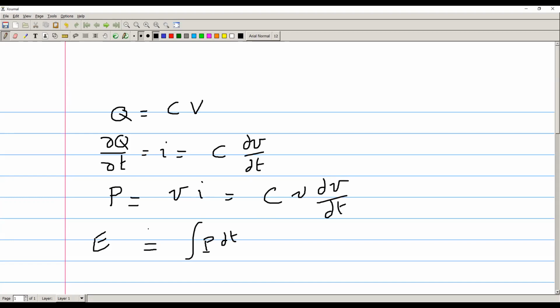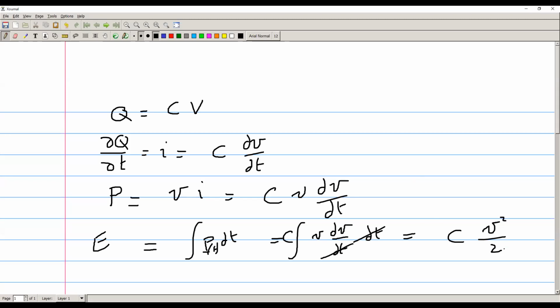So when you try to get the energy out of the power, you integrate the power as a function of dt. So it's the integration of C V dV by dt times dt. You can take C out because it doesn't depend on time. And if you have the integration of V dV, it's going to be what? V squared over 2.